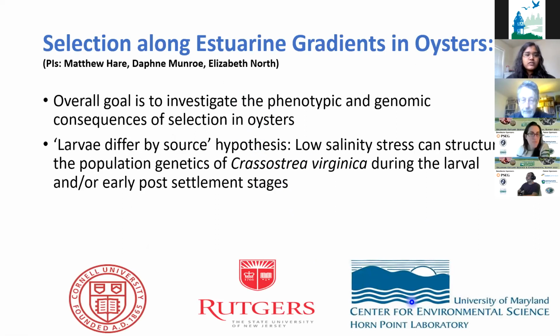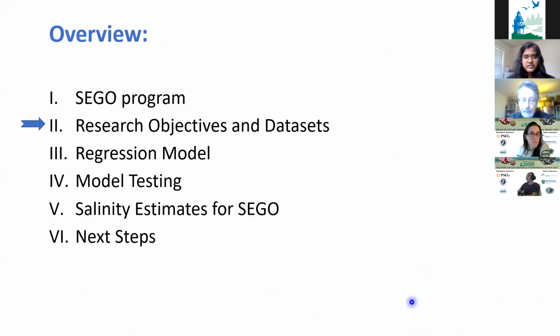So the overall goal of this project is to investigate the phenotypic and genomic consequences of selection in oysters. The main hypothesis behind it is that low salinity stress can structure the population genetics of eastern oysters during the larval or early post-settlement stages.